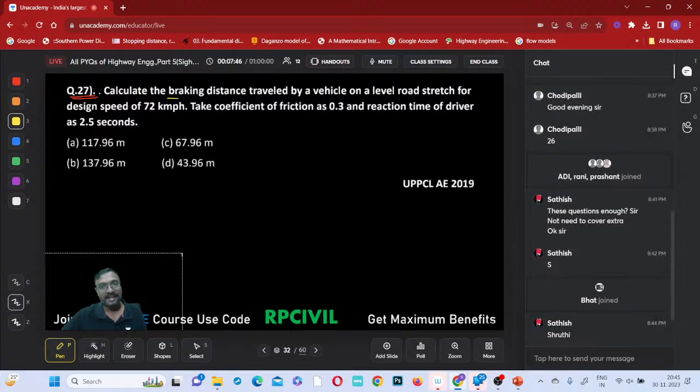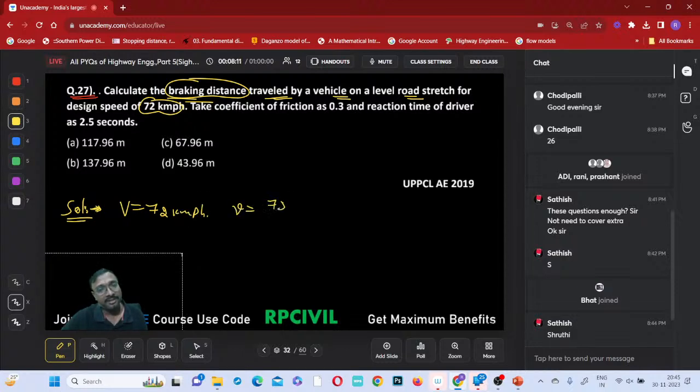Shruti. Okay. Calculate the braking distance. Braking distance means, do you need to calculate the entire stopping sight distance or only the SB second part we are asked to calculate? Only that second part SB you are supposed to calculate. Calculate the braking distance traveled by a vehicle on a level road stretch, design speed of 72 kmph. Capital V will be equal to 72 kilometers per hour. And what is small v? Small v is nothing but 72 divided by 3.6 or 72 into 5 by 18. Anything you can use, right?